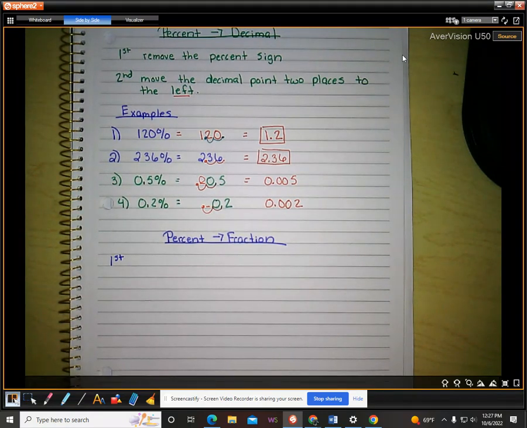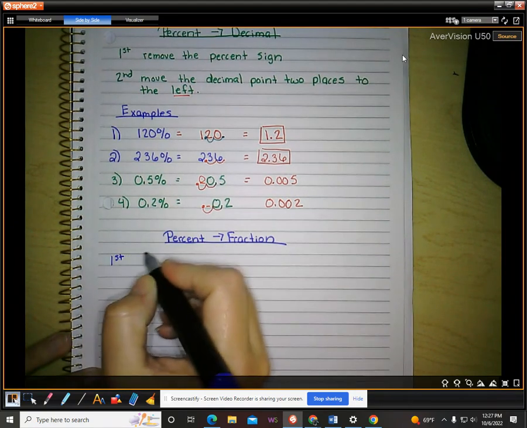Now, if you're looking at your notes that we did last week, I made it a little more detailed because that was the first time we went over it. I'm not making it that detailed this time. I believe when we did it the first time, my first step was your percent becomes your numerator. My second step, your denominator is 100, okay? And then there was a special note. If it's an improper fraction, you change it to a mixed number. I'm condensing that just a tad.